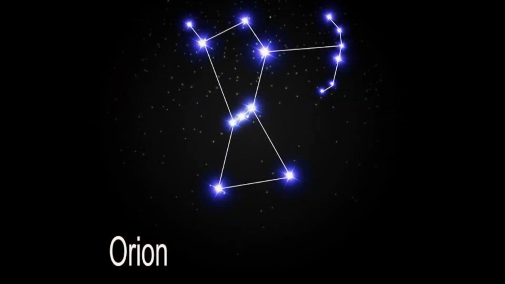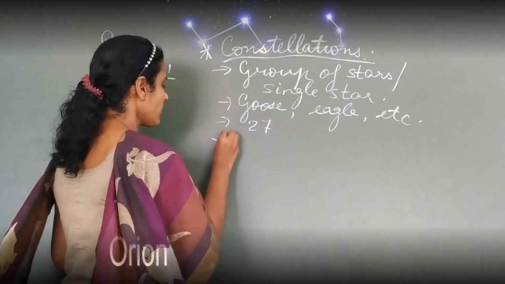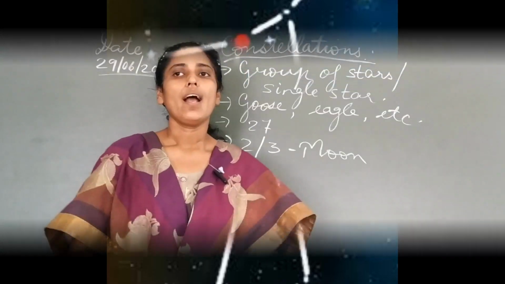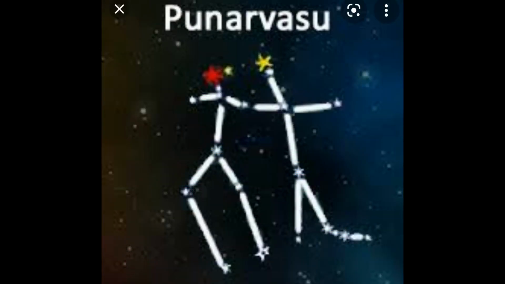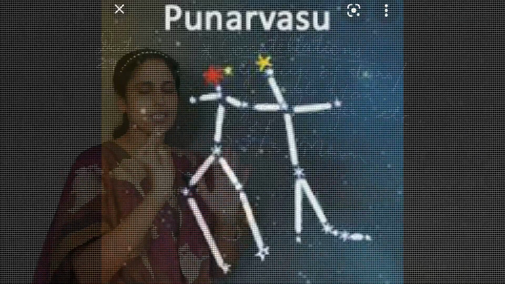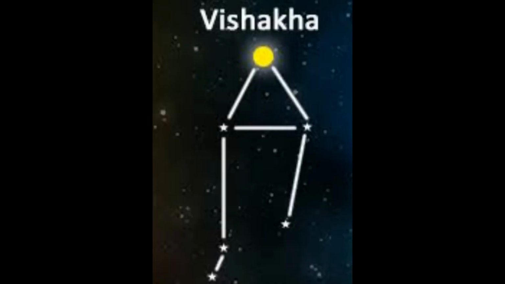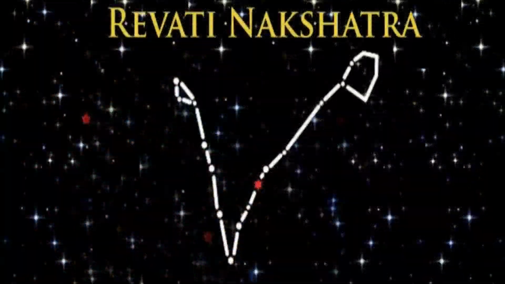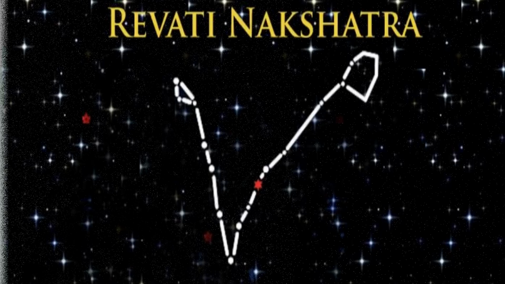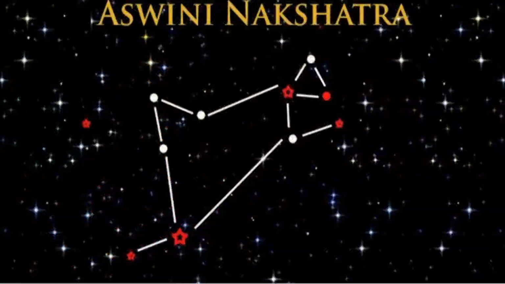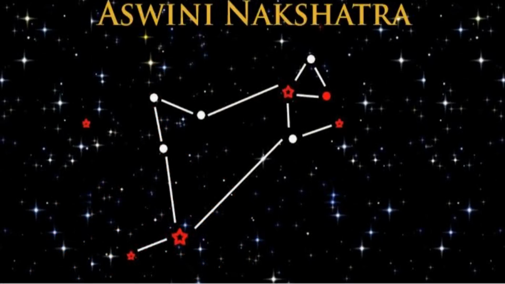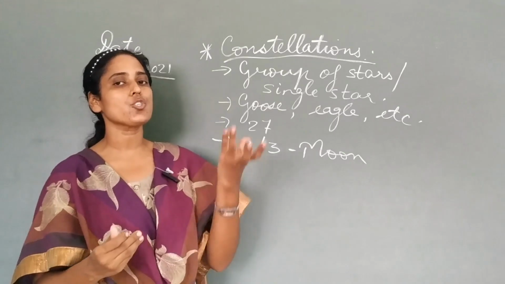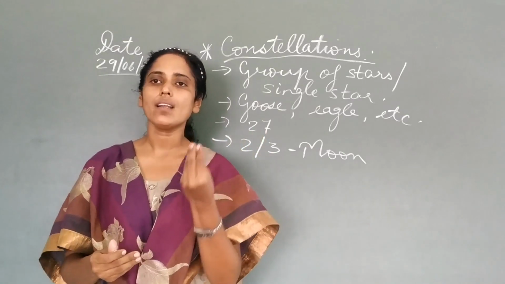Now 2 or 3 constellations surround the moon, and for that we have to look at the sky continuously. You have to gaze at the sky continuously. Only then can you see the specific shape of that constellation. It is very difficult to remember the names of these constellations. Not so easy to memorize. But by repeated viewing of these constellations, by gazing at the sky continuously, and by understanding the concept behind each constellation, you can easily memorize their names.